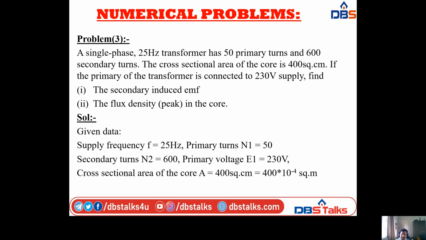Given data: supply frequency 25 Hz, number of primary turns N1 equal to 50, number of secondary turns N2 equal to 600, and cross section area of the core A is equal to 400 centimeter square, and the primary of the transformer is connected to a 230 volt supply, that is V1 or E1 is equal to 230. Find the secondary induced EMF. We know the primary induced EMF and the number of primary and secondary turns. Then we can easily find the secondary induced EMF with the help of the transformation ratio K, right?